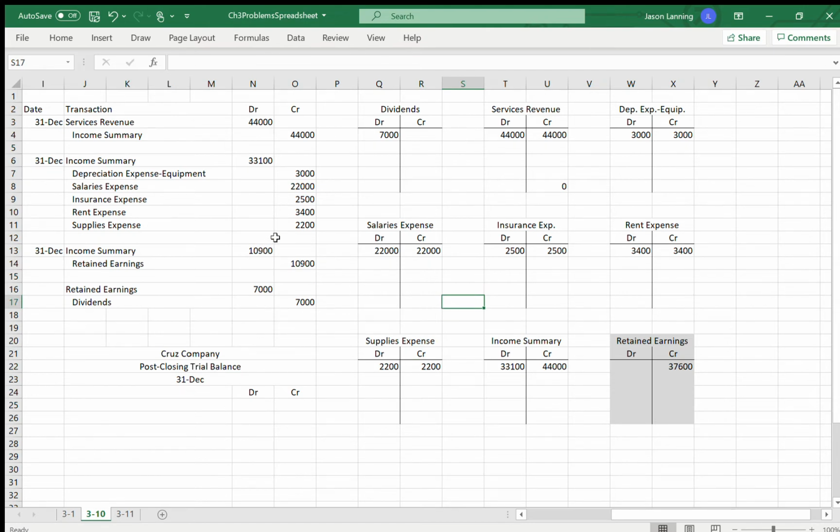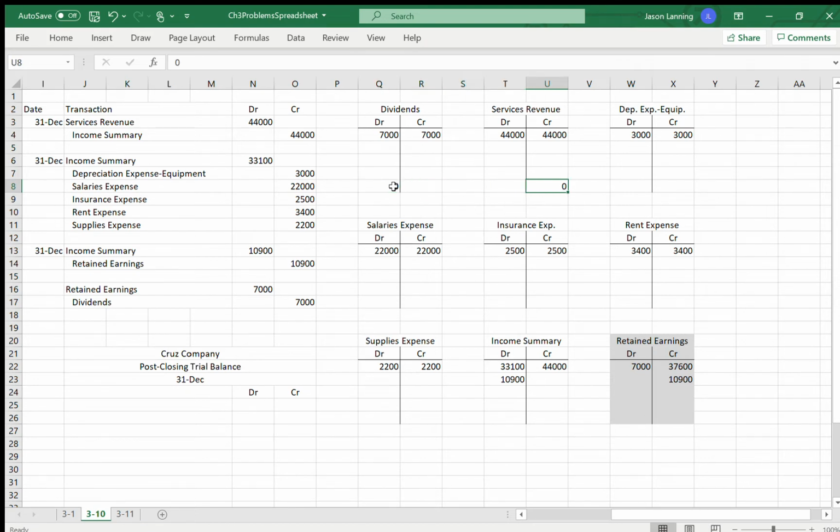Then we have income summary here for 10,900. Retained earnings for 10,900 on the credit. And then we have dividends, 7,000 of retained earnings on the debit, and 7,000 of dividends on the credit. So if we look at dividends, they cancel out, so we have a 0 balance for dividends.